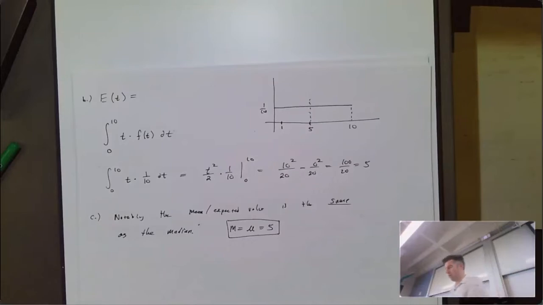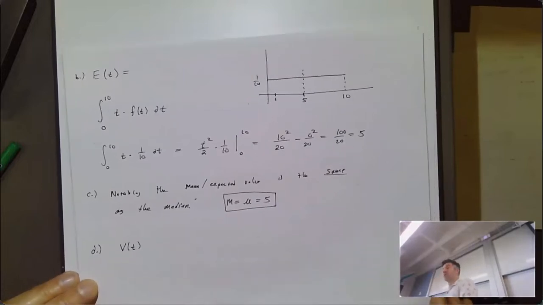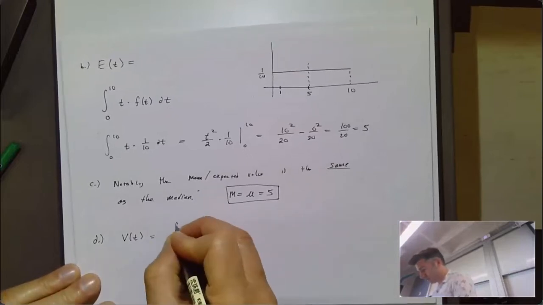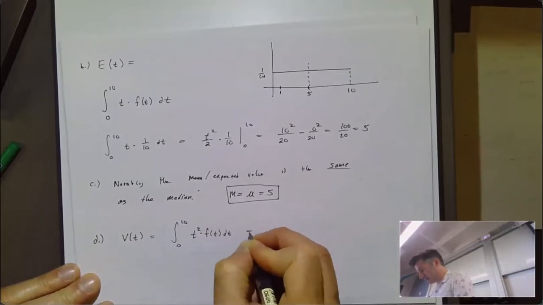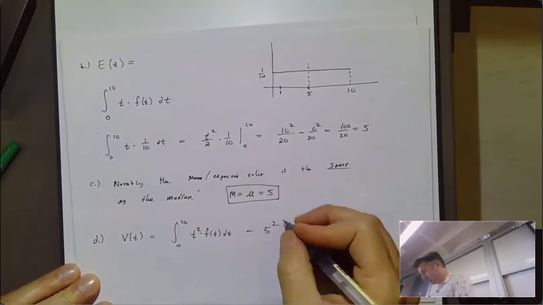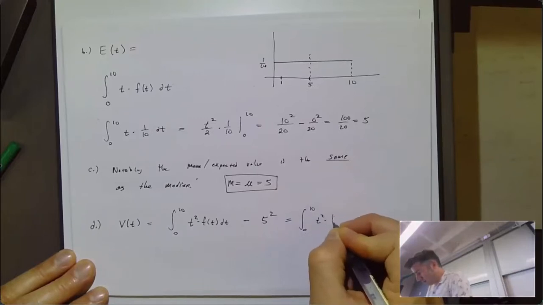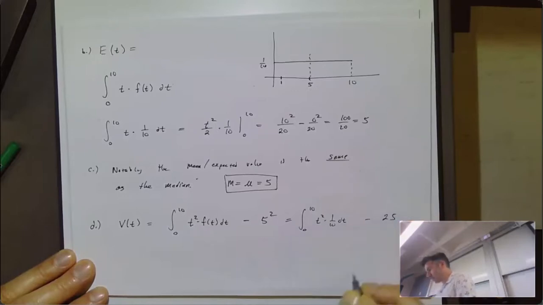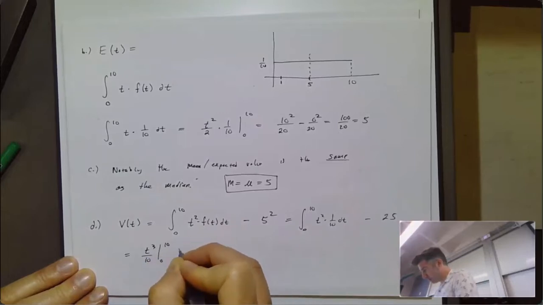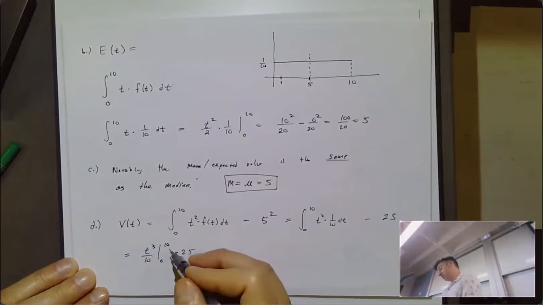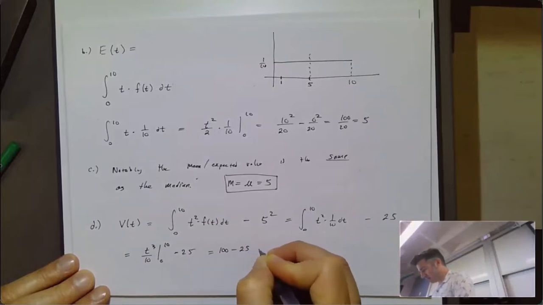Let's do the variance as well. I think the variance is worthwhile. So I want to find the variance. Again, I'm going to use the quote unquote easier variance formula. It's going to be the integral from 0 to 10 of t squared times f of t dt minus your average squared. So that's going to end up equaling the integral from 0 to 10 of t squared times 1/10 dt minus 25. And then we're going to integrate. We're going to get t cubed over 10 from 0 to 10 minus 25. T cubed over 10 is 1,000 divided by 10, which is 100. So we're going to get 100 minus 25, which is 75.